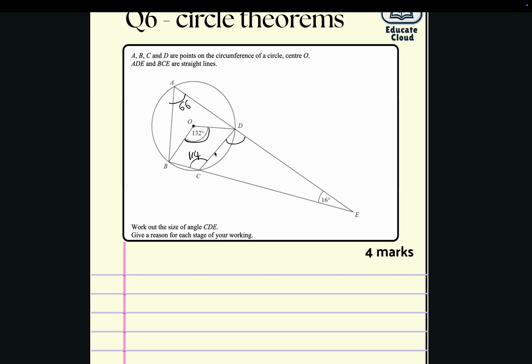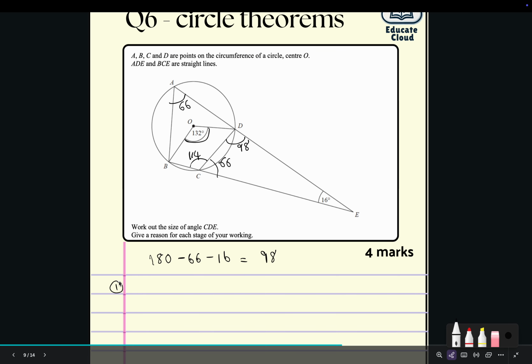Okay, and then I could work out what this is by thinking about what's going on here. So I have 16. I then would also have this because it's on a straight line, and then I can just work out that. So I can just do 180 minus 66 minus 16, and that gives me 98. So this angle here is 98.